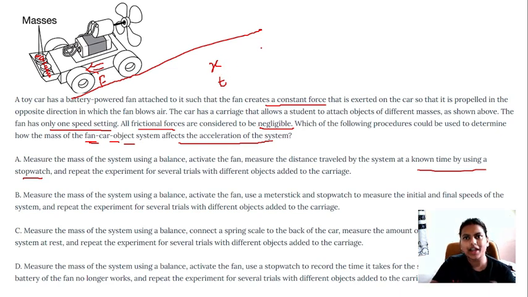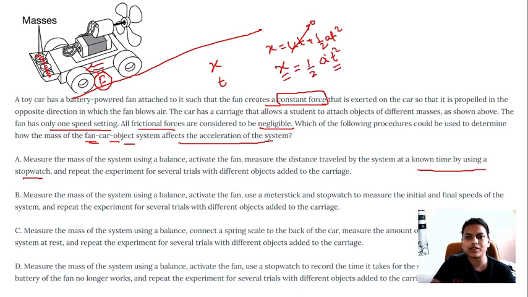We know from the kinematic equation that distance traveled is equal to ut plus half at square. A constant force is acting on the body because it is written that constant force is provided by the fan. So we can use the constant acceleration kinematic equation. Initial velocity is 0, and if I know x and time as well, we can find out the acceleration. In this way we can find the acceleration of the system.